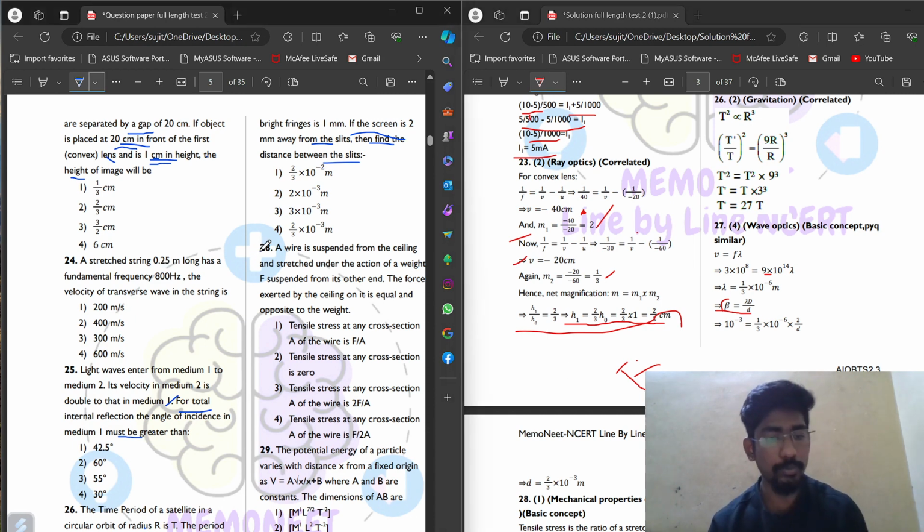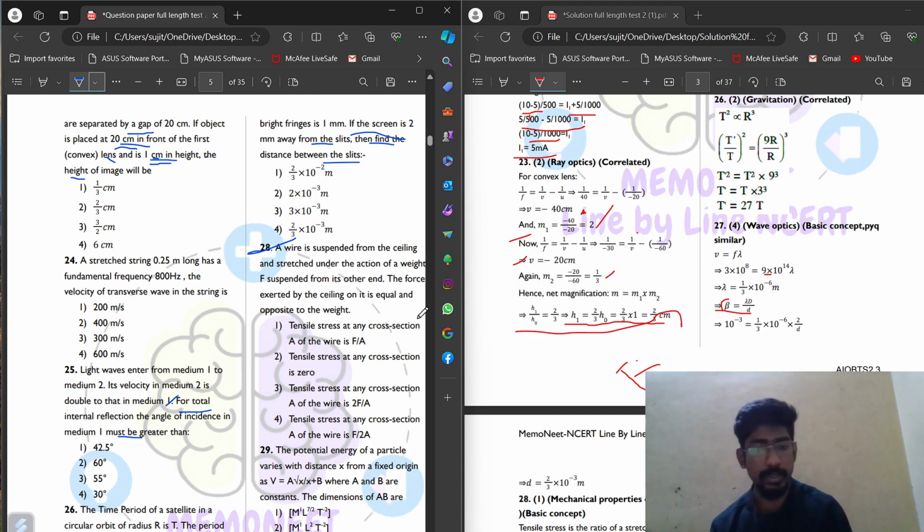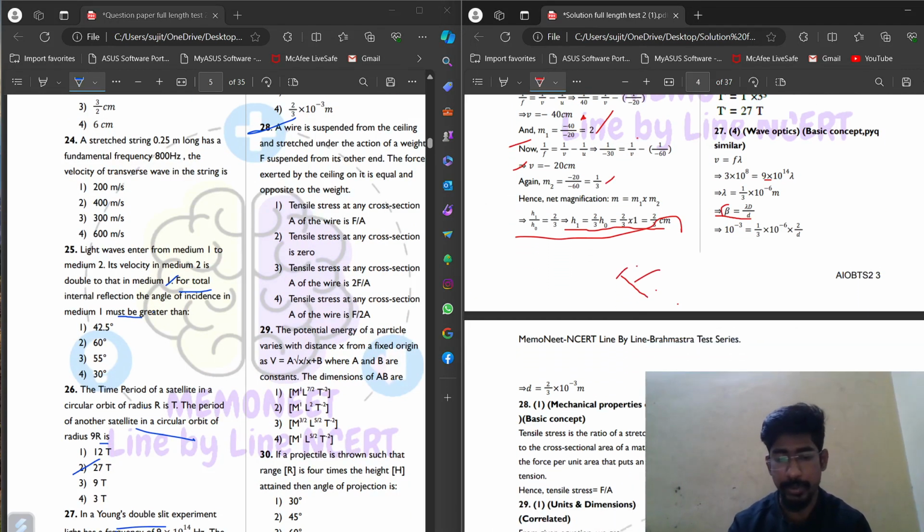Okay, now moving on to the next question, that is question number 28. A wire is suspended from a ceiling, stretched under the action of weight F suspended from its other end. The force exerted by the ceiling is equal and opposite to the weight. Okay, this is a classic mechanical properties of solids question, right?